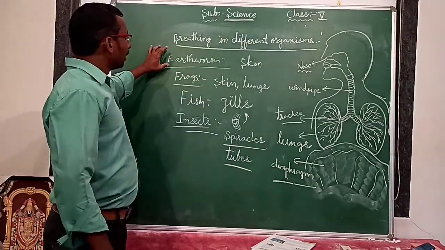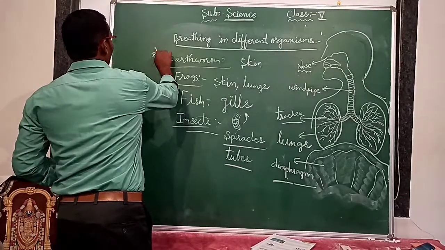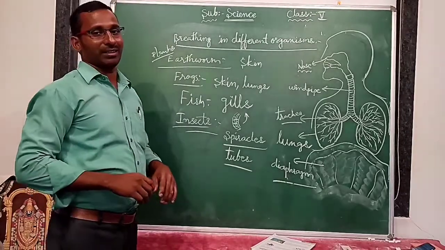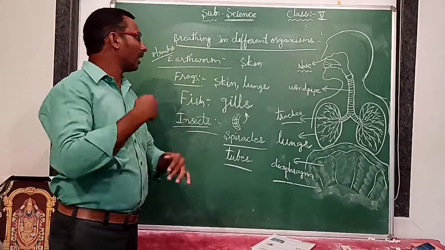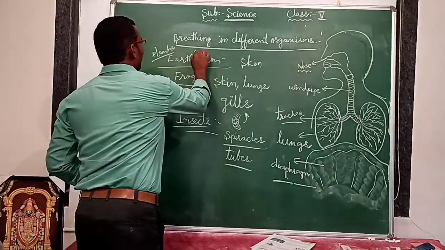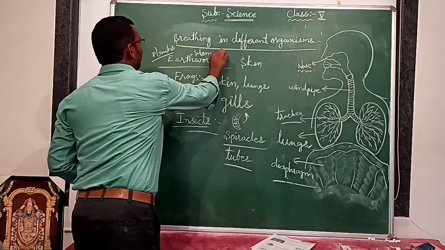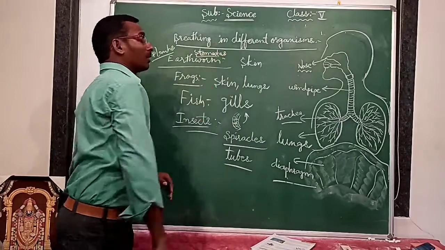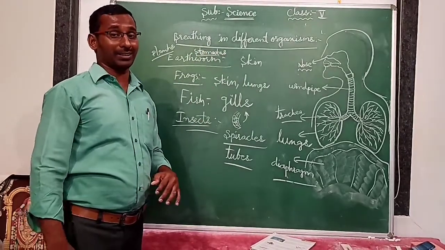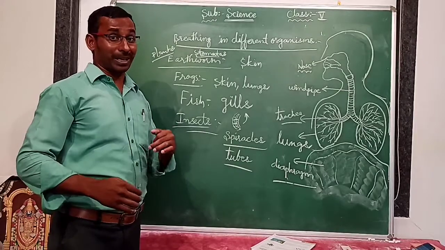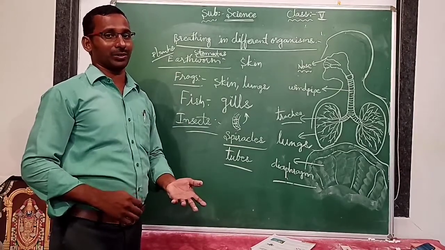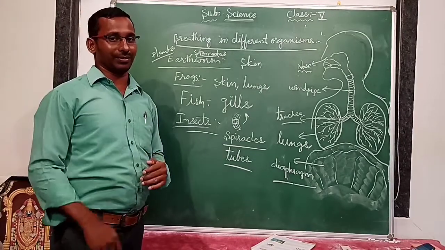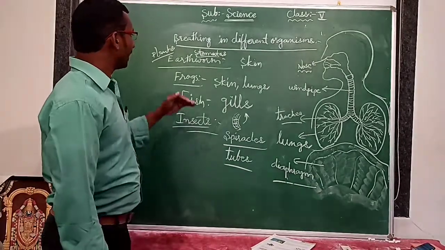First of all we discussed plants, how they are breathing. Plants are taking air inside and giving it out with the help of stomata. We can see the stomata under the leaves for plants growing on the land. Some plants are growing inside the water, so in them we can see the stomata above the leaf. With the help of stomata, they will breathe.